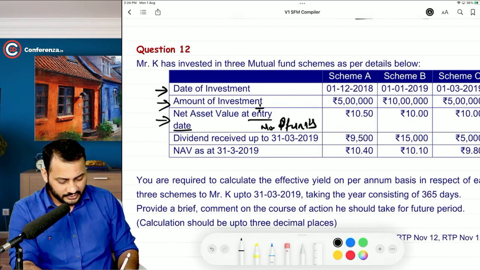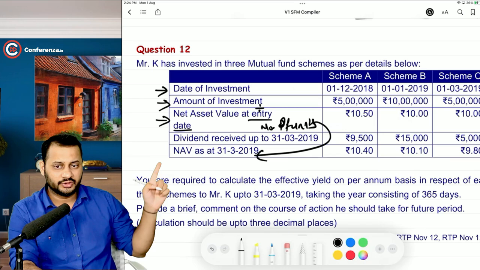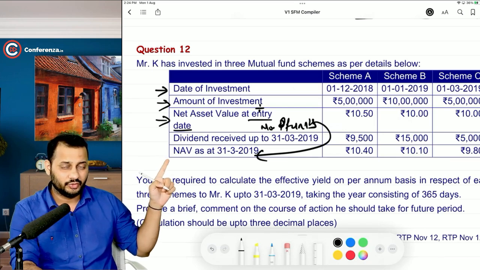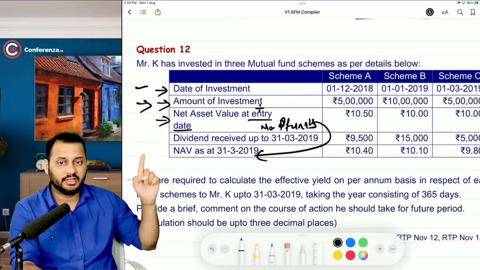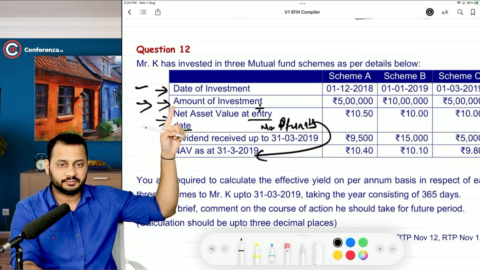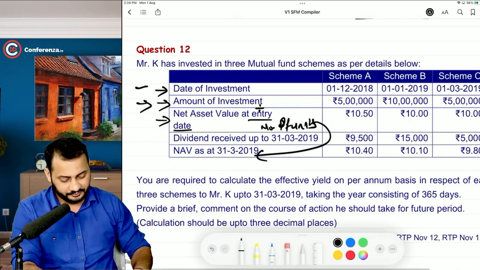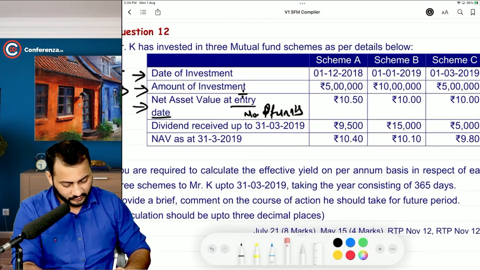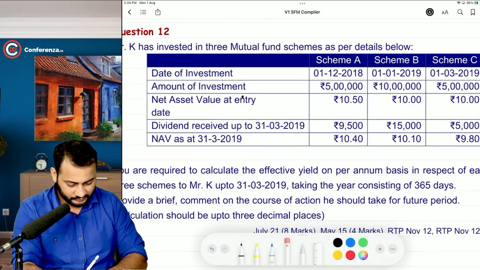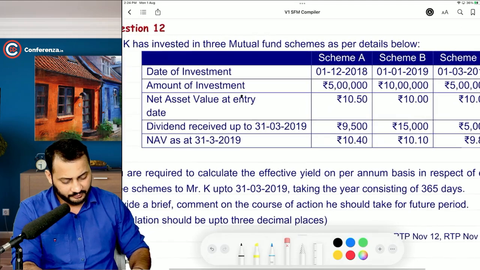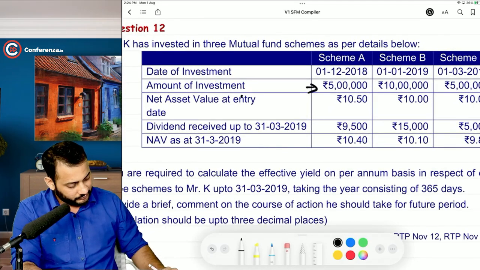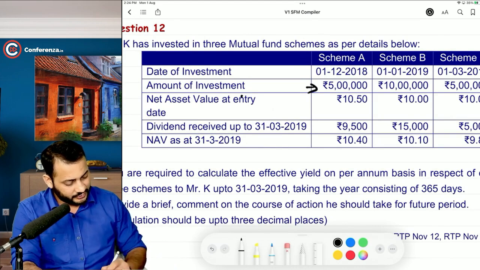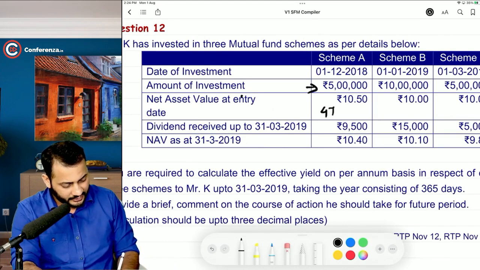Okay, this number of units when multiplied with the closing NAV will give you the closing value. That closing value and the amount of investment will give you the capital appreciation. Are you getting it? See, I will just solve one and move on. Let's go for scheme A. So we have invested 5 lakh rupees.